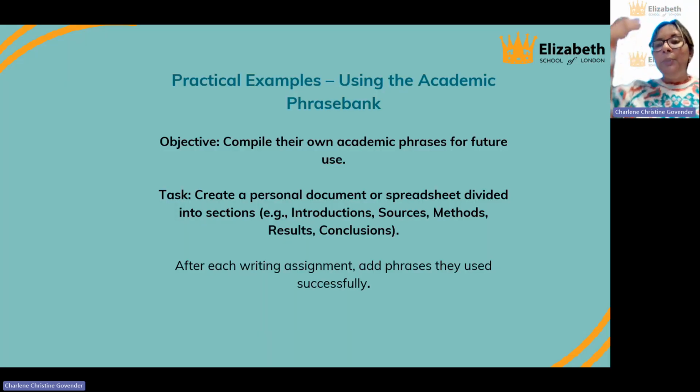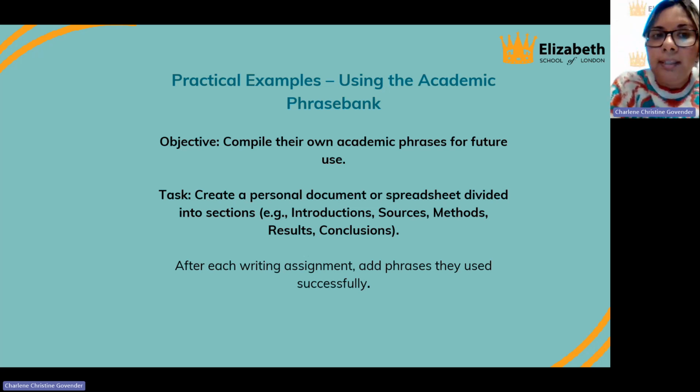So, what I would recommend moving forward is to definitely compile your own academic phrase bank. Now, if you remember when we looked at the academic phrase bank, there was a lot of information. There are lots of subsections, and when you open up those subsections, there's a wealth of information underneath, and it could be a little jarring if you're using it for the first time.